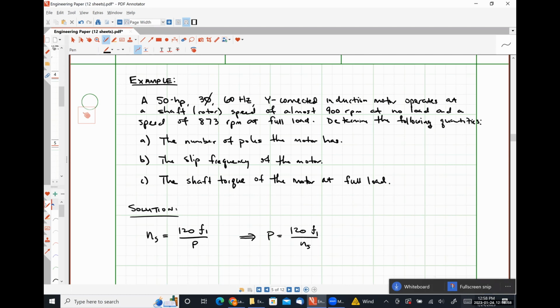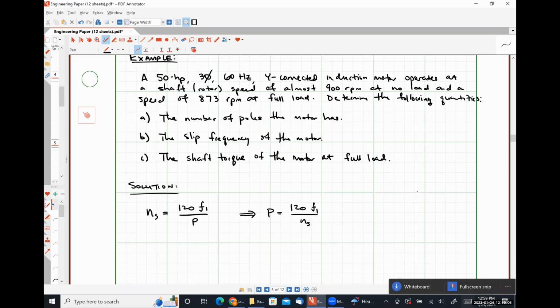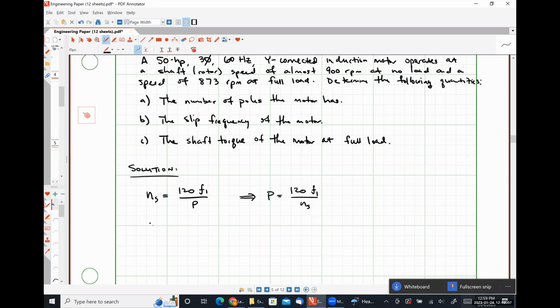F1 is 60 hertz, right? So that's the excitation frequency of our motor, or our stator specifically. So I absolutely agree with that. So let's put that. F1 is 60 hertz from our problem statement. How do we get our synchronous speed?